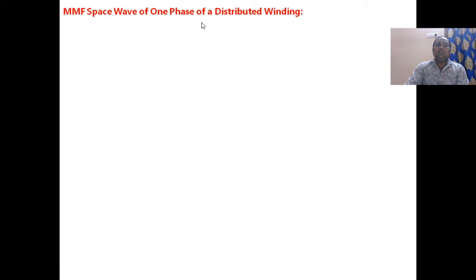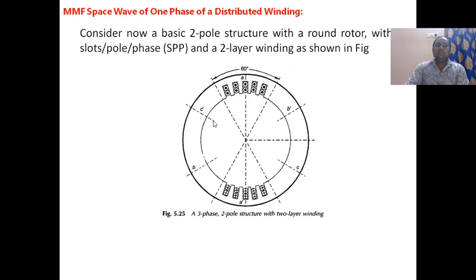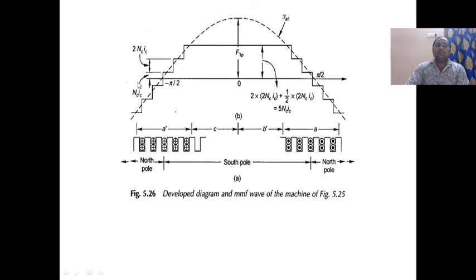MMF space wave of one phase of a distributed winding. Consider now a basic two-pole structure with a round rotor, with 5 slots per pole per phase and a 2-layer winding as shown in the figure. Please observe this one. A 3-phase two-pole structure with 2-layer windings, double layer winding. Phase spread is 60 degrees. Please observe how the magnetomotive force is developed in a machine. So Nc into I, next one is 2Nc into I.